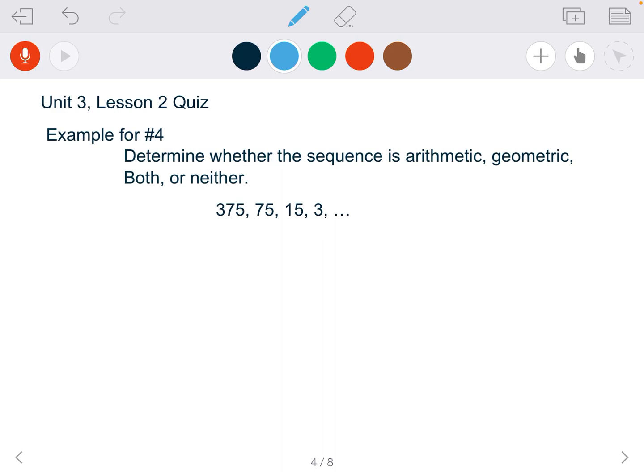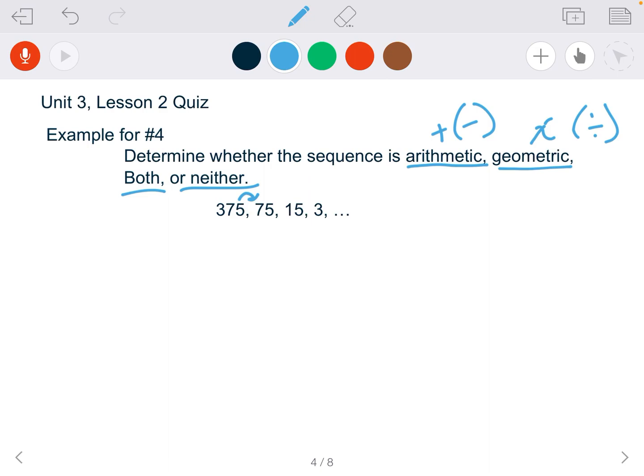Example for number 4. Determine whether the sequence is arithmetic. Remember, that's addition or the difference. Geometric, which is multiplication, but we also are looking at the ratio or division to find that out. Both or neither. So is it arithmetic, geometric, both, or none of them?